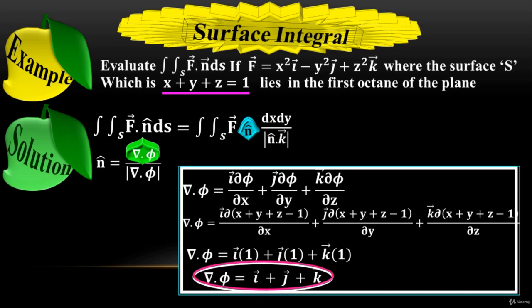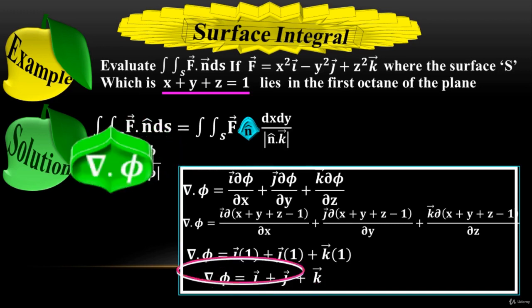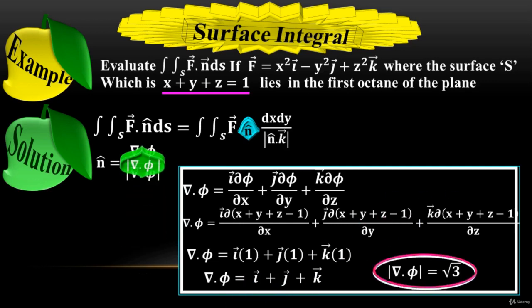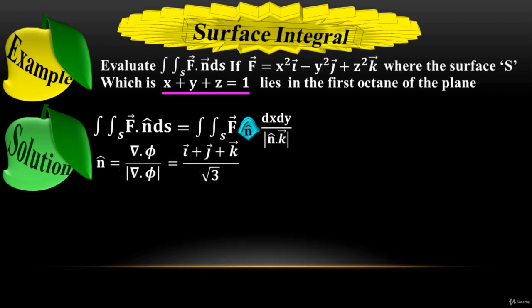Now I'm going to find the magnitude of the same gradient. To find the magnitude of the gradient, I write 1 in front of i, 1 in front of j, 1 in front of k. 1 squared plus 1 squared plus 1 squared equals 3. But when you take its magnitude, it equals the square root of 3. This is the final value for the magnitude of the gradient. So the gradient is i plus j plus k and its magnitude is the square root of 3. Now calculate the dot product of n cap and k.